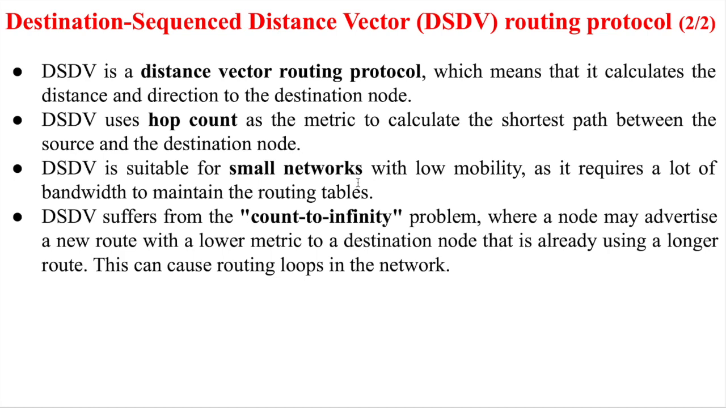Why? Because of the table required. If your network is so large, your table size is very big. Whenever a node changes its position or goes outside, because of low mobility, you need to update your routing path. And another is the count to infinity problem. That means it advertises a new route within the known metric to the destination node, and always uses the longer route. So they keep rotating in the loop and advertising. So the count to infinity problem comes into the picture. And definitely they need to take care of all these things.